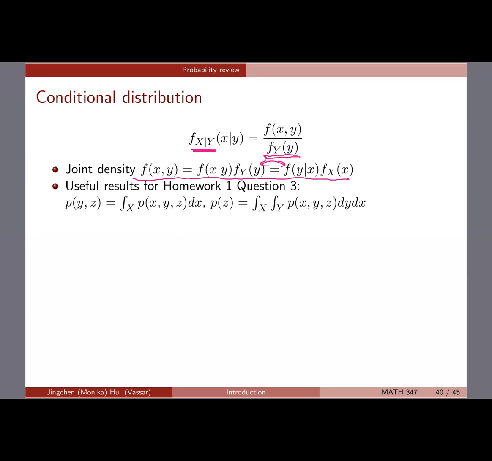And also I just quote the useful results that I put on the cover sheet of homework one. Back then, I think that question is asking you to show whether things are conditionally independent. So there are certain things useful. For example, they're talking about X, Y, Z. In order to get the joint of Y and Z, and you have the joint of X, Y, Z, you just need to integrate out X. So this is a three variable case, an extension of the two variable case that we have seen before. And also, if you want to get the marginal of one out of the joint of the three, you just do a double integral.